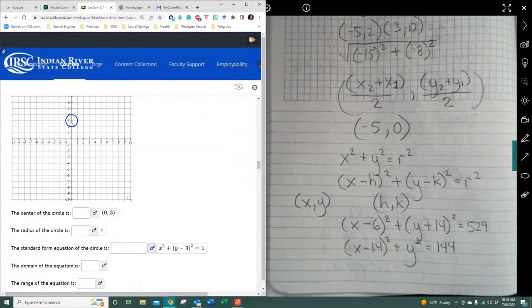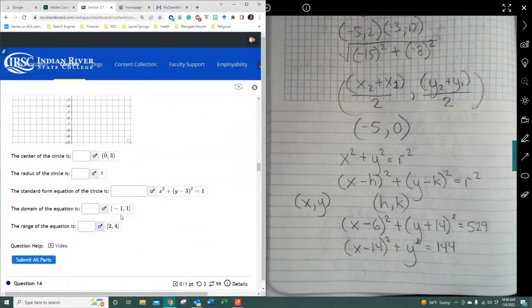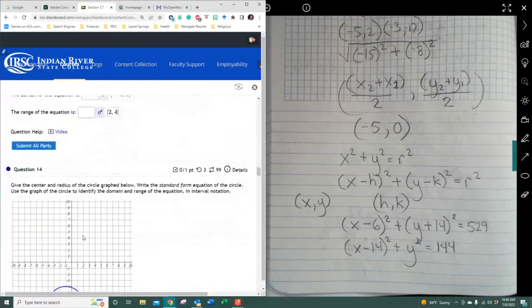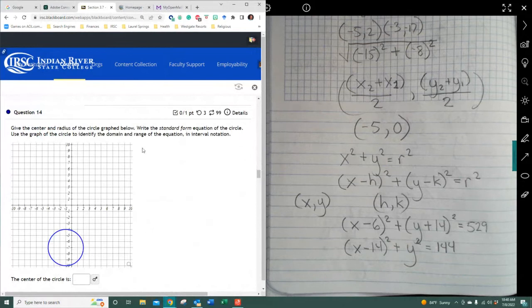It's just 0, and then 3 is the opposite of 3, which is -3. So then we have 1. The domain is just how far you are from left to right, so it's -1 to 1, and it's inclusive, and the range is from 2 to 4, inclusive as well. And that's all you have to do for these kinds of problems. They're very, very fast. Same thing goes for this. I'm not going to do this again.